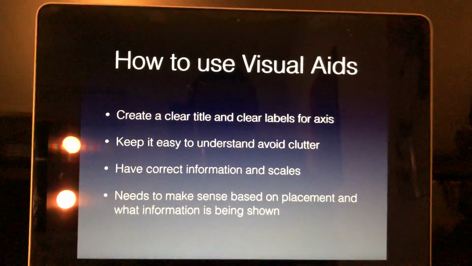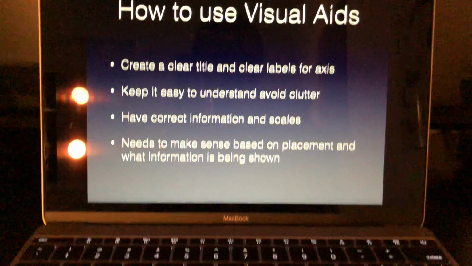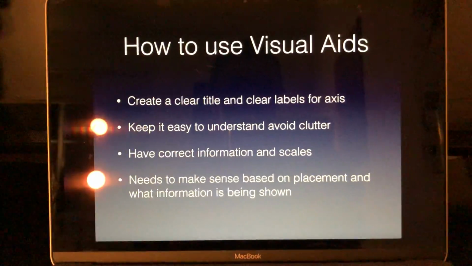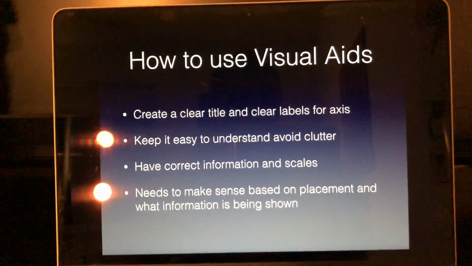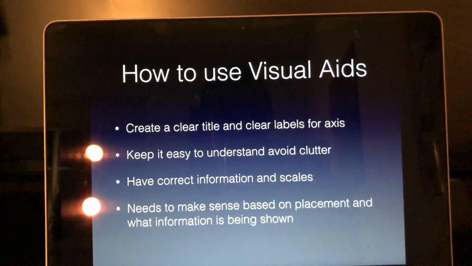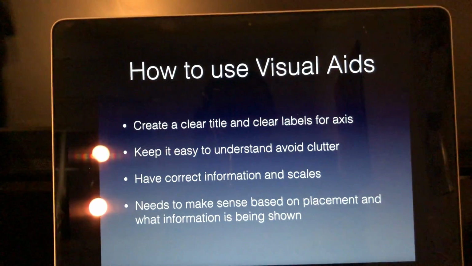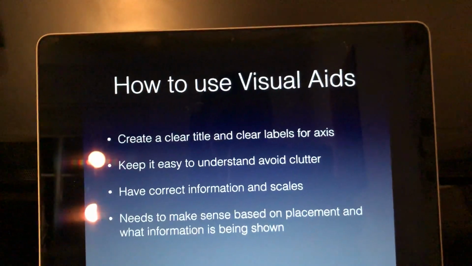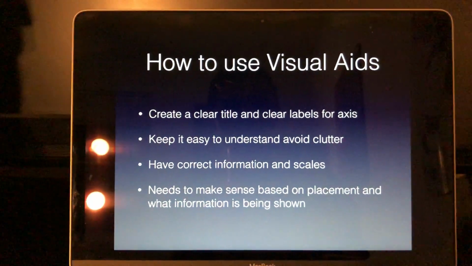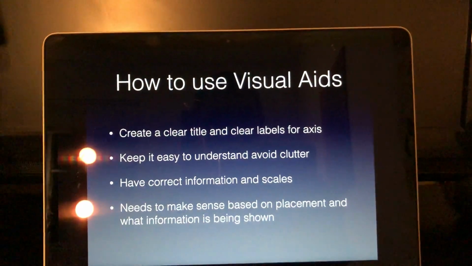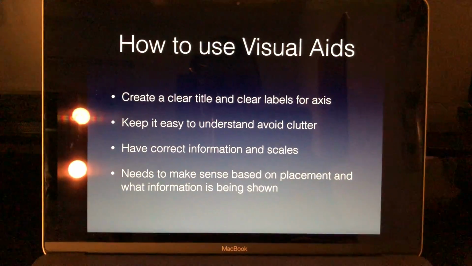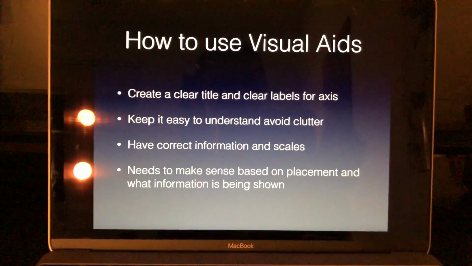How to use visual aids. Plain and simple, the easiest way to use a visual aid is to create a clear title. You want to make it very easy to understand what your graph is going to be about. Each of your axes should be labeled clearly with the correct information being shown. Also, you want to keep it easy to understand and avoid clutter. Don't put too much on there. Try to keep it very limited to what you want to show.